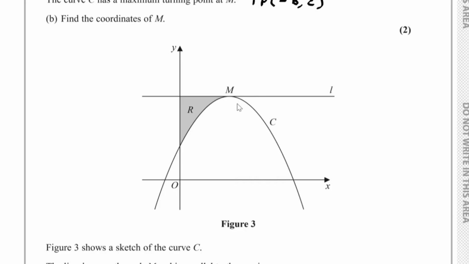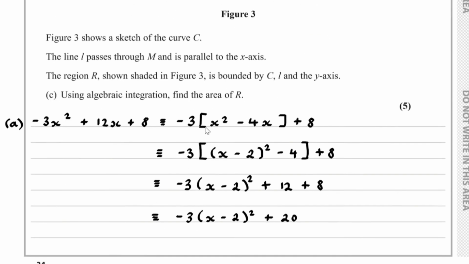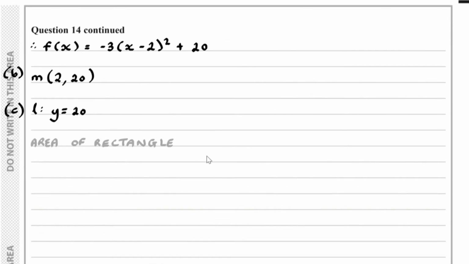The area of the rectangle is the area everywhere here between 0 and 2. Remember, the coordinates of M is 2, 20. So we've got 2 across, 20 up. We can find out the area of the rectangle. So the area of the rectangle is 2 times by 20, which is 40 units squared.